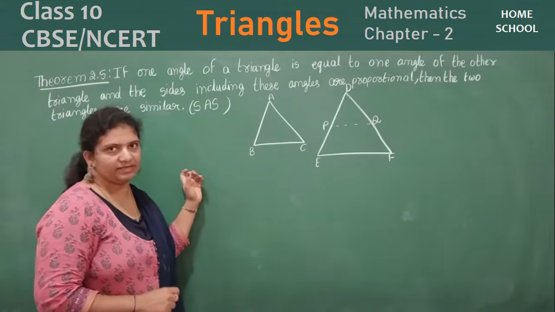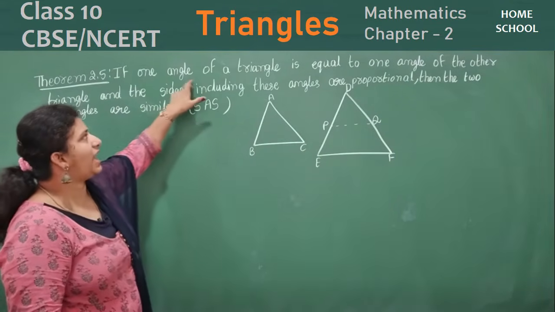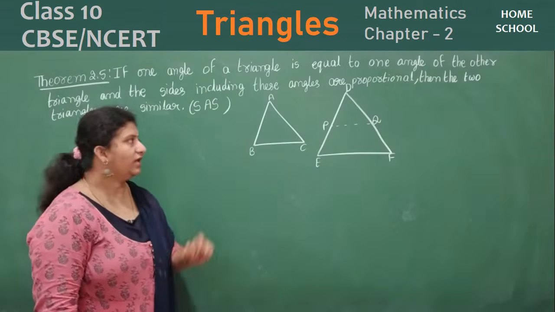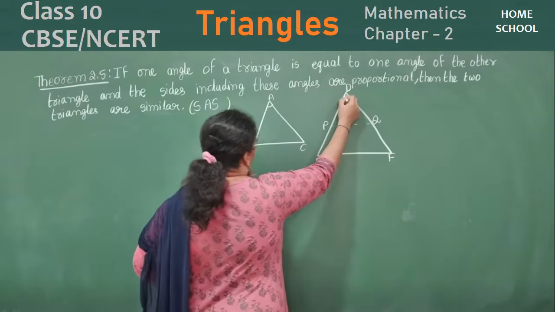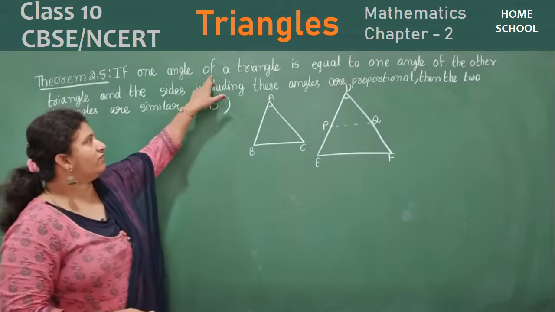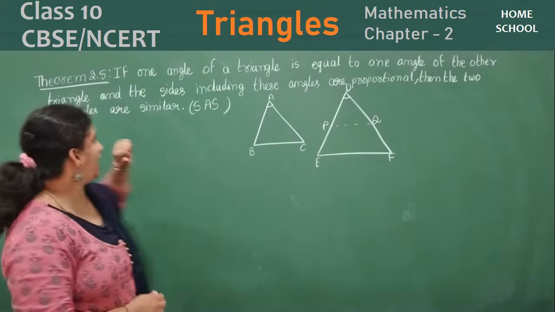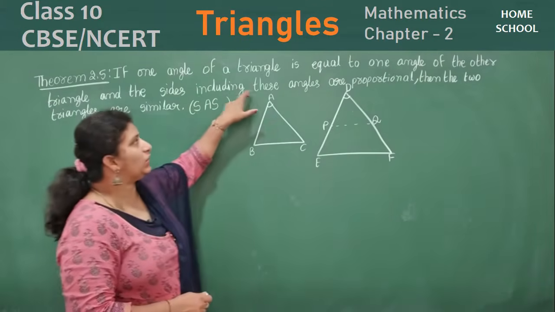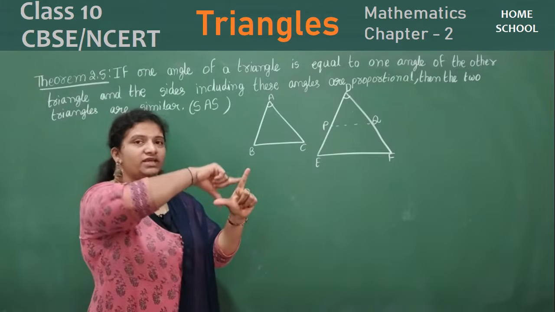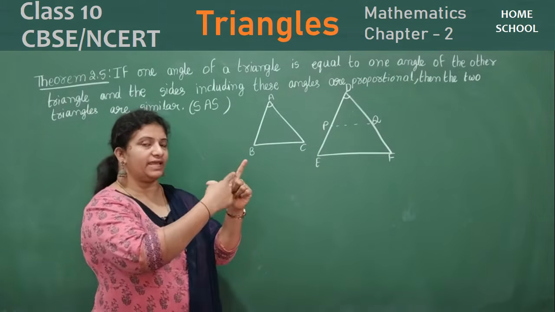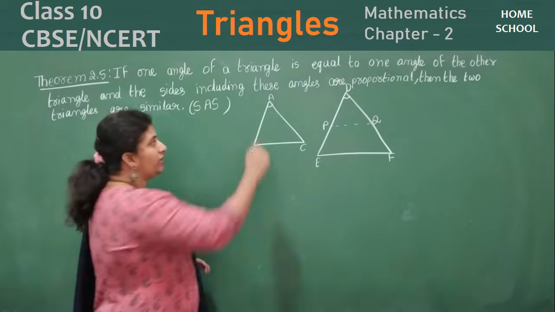Okay, let's see the last theorem in this session. That is your Theorem 2.5. If one angle of a triangle, let me take angle A, angle D. Okay, if one angle of a triangle is equal to one angle of the other triangle and the sides including these angles. See here, children, I have said for you what is the included angle. If these two sides, then this angle we call it an included angle. In the same manner, this angle, included angle, right?